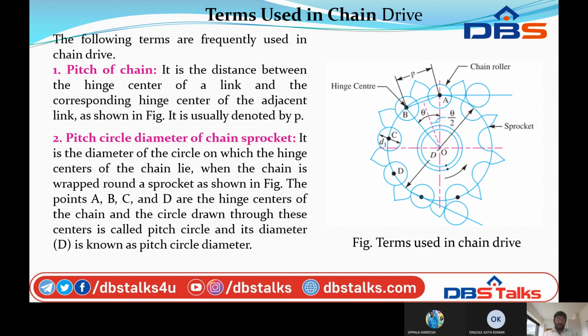You can see the diagram. The small circles denote the hinge centers: A, B, C and D. The circle drawn through these centers is called the pitch circle, and its diameter D, the total diameter of the chain ring, is known as the pitch circle diameter.